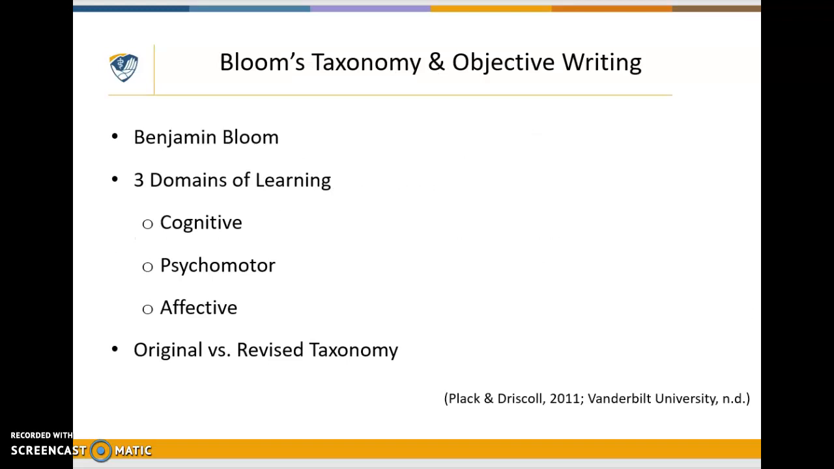So when we discuss objective writing, it's very important to mention Bloom's taxonomy. Benjamin Bloom developed the listing of how to appropriately write goals in an objective manner. And within Bloom's taxonomy, there are 3 domains of learning. This includes cognitive, psychomotor, affective. There is an original Bloom's taxonomy list, and then also in the YouTube lecture within this unit, you will see that there has been a revised and/or updated taxonomy list.